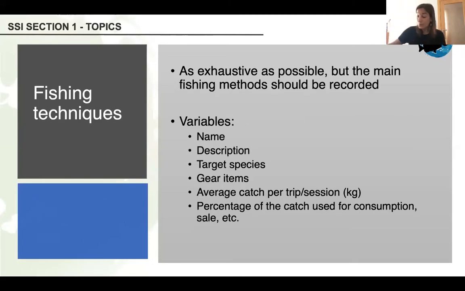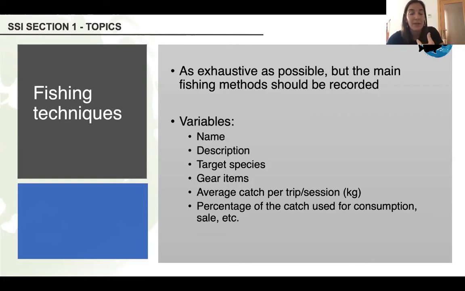Then we have to do a list of the fishing techniques. It should be as exhaustive as possible, but if you cannot record all the fishing techniques, then you should make sure that the main fishing methods are recorded. As I said, all this is to have a big overview of what fishing is done, which species are there, and how the aquatic system looks. In the fishing techniques case, we want to record the name of the technique and a description, which is just another kind of narrative of how it's done. I will show you an example later. Then we will write the target species. That's why we asked them before.